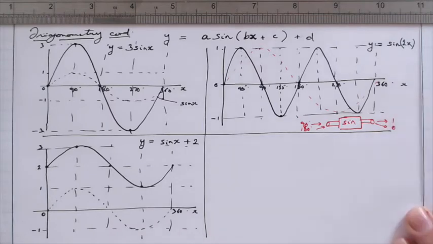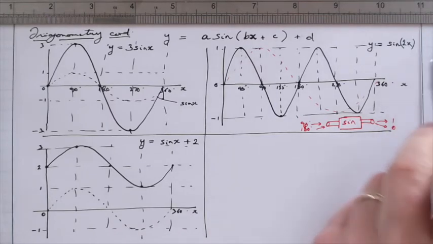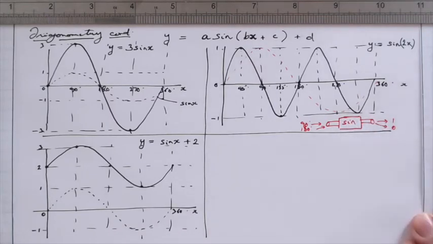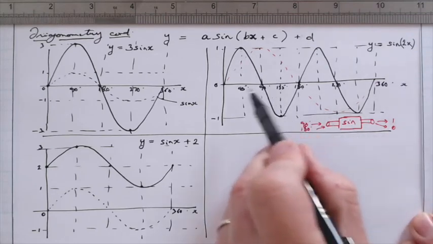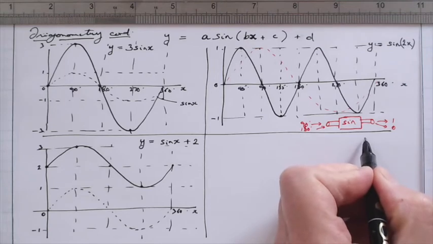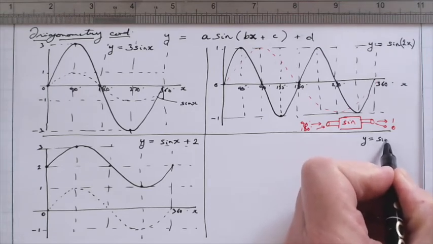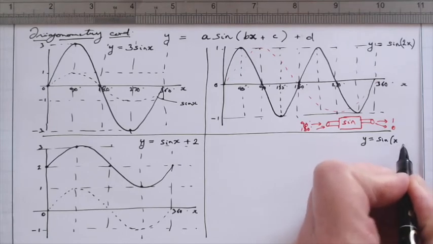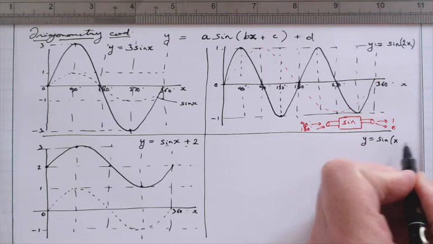Yes, tricky that, and it needs intuition about what functions really do. So hopefully I've managed to get across why it has this shape. Let's just do one more example. Let's do y equals sine of x. What shall I do here? I think I'm going to do x minus 30 degrees.